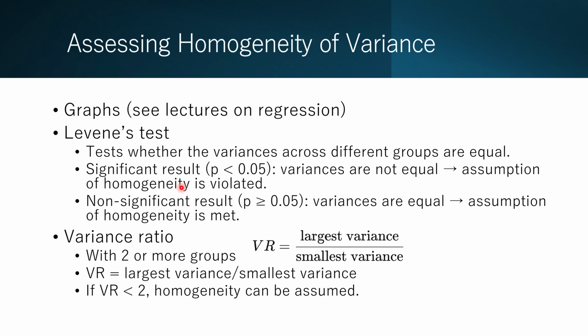Levene's test is the most common formal method. If Levene's test gives a significant result, it means that the variances are not equal, so the assumption is violated. If the result is non-significant, then the variances are approximately equal. Another simple rule of thumb is to take the ratio of the largest variance to the smallest one. If that ratio is less than 2, then we usually assume homogeneity holds. That is a homogeneity test.